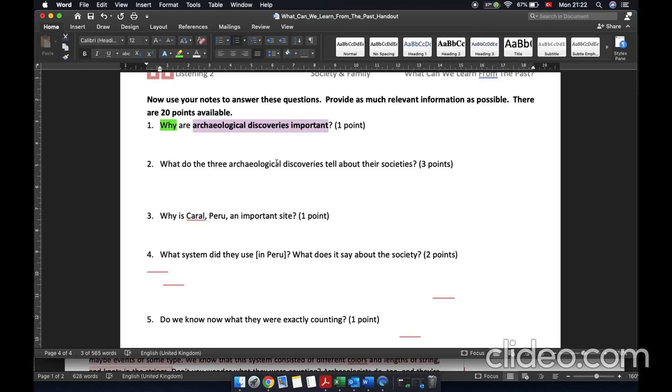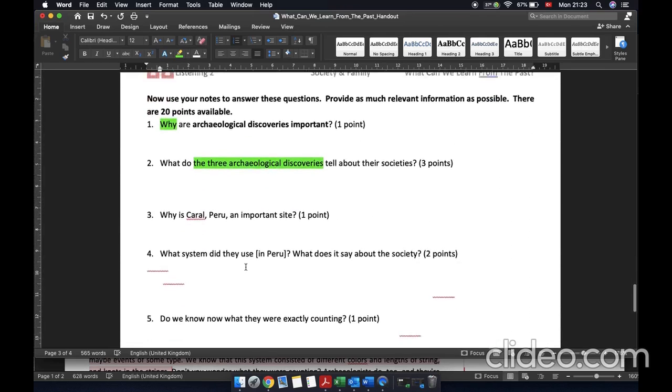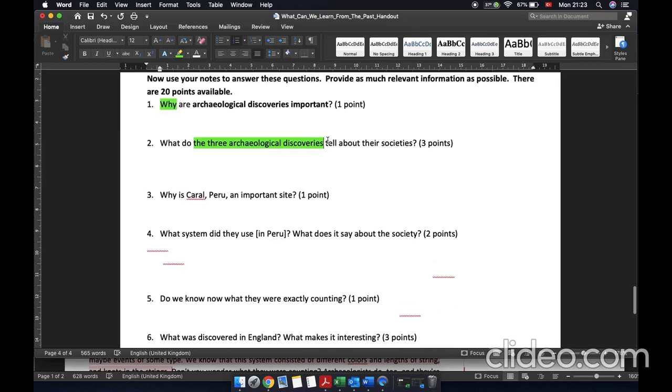And what do the three archaeological discoveries tell about their societies? So here in the table, we don't know the second one, but we know Khipu and Petroglyphs. So what do these three discoveries tell us about their societies? And what is Caral Peru? Why is Caral Peru an important site, an important area? You need to write this.